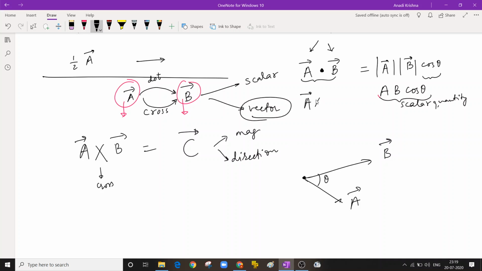It is written like this: a cross b is the magnitude of a vector, b vector, both magnitudes multiplied into sine theta. Here this is cos theta. You have to remember the difference. Here this is cos theta. In dot product we will have cos theta, and in cross product we will have sine theta, the theta being the same angle between the two vectors.